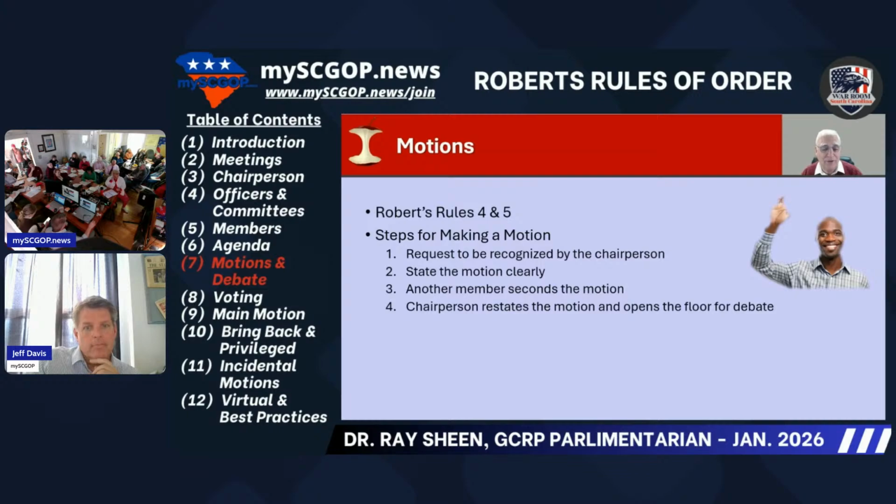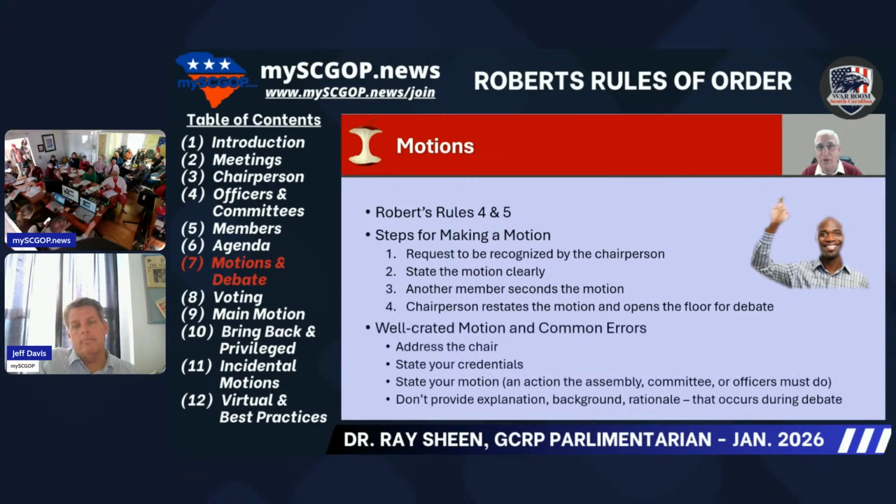The final step to making the motion is for the chairman to then repeat the motion to the assembly. This officially puts it before the assembly for discussion, debate, and ultimately a vote. Let me give you an example of a well-crafted motion and some things to avoid.